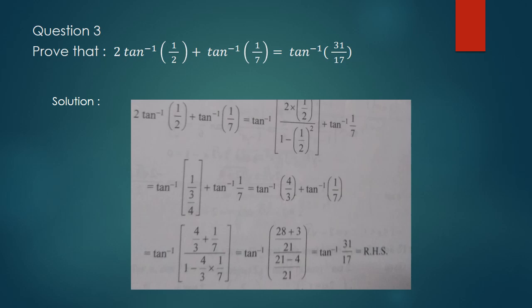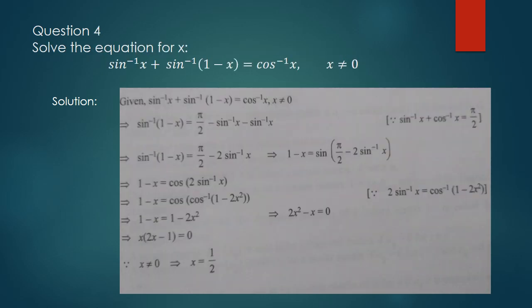So now it is tan inverse 4 by 3 plus tan inverse 1 by 7 as it is. Now we can apply tan inverse x plus tan inverse y formula. So tan inverse x plus y upon 1 minus x into y. We will put the values of x and y as 4 by 3 and 1 by 7. So on simplifying it, it is tan inverse 31 upon 17, which is same as RHS.